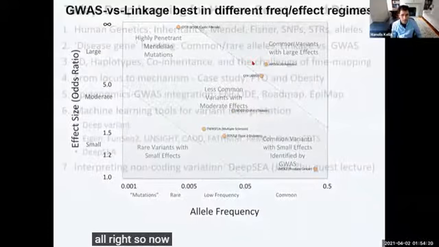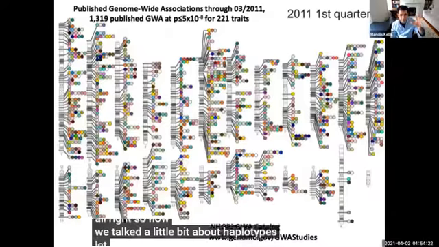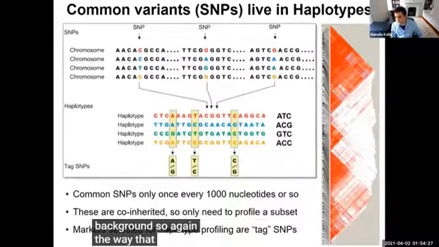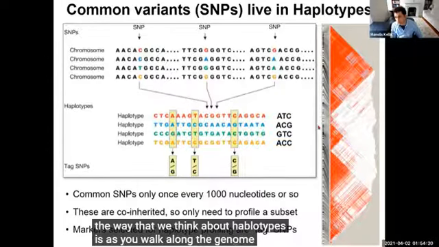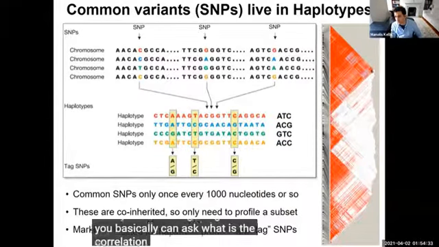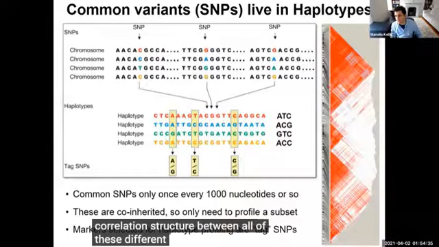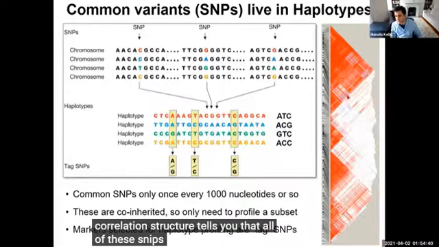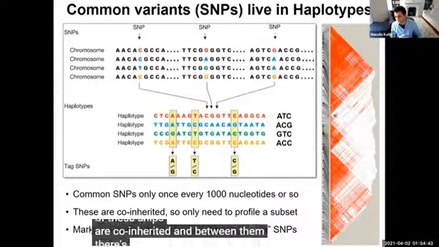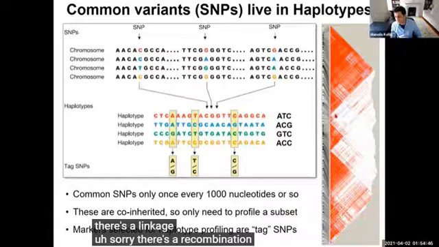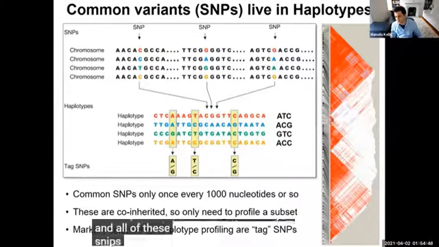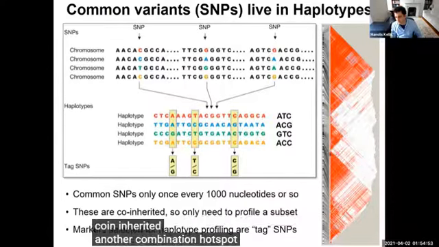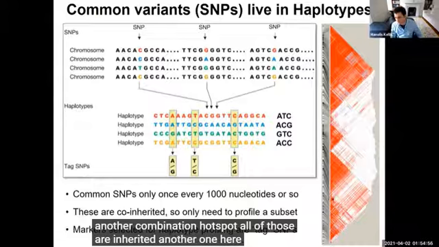All right, so now we talked a little bit about haplotypes. Let me give you just a little bit more background. So again, the way that we think about haplotypes is as you walk along the genome, you basically can ask what is the correlation structure between all of these different SNPs laid out side by side. And that correlation structure tells you that all of these SNPs are co-inherited. And between them, there's a linkage, there's a recombination hotspot. And all of these SNPs are co-inherited, and then another recombination hotspot. And all of those are co-inherited, another recombination hotspot. All of those are co-inherited, another one here, and so on and so forth.